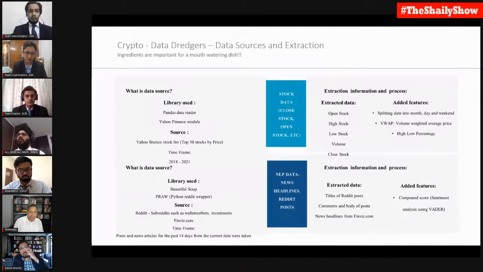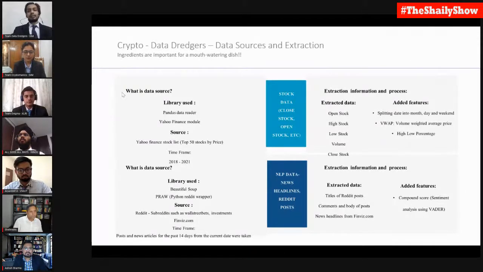Our data source was the Yahoo Finance stock list. We took the top 50 tickers from Yahoo Finance and downloaded those stocks through the Pandas data reader library. The features that we extracted were composed of open, high, low, close, and volume prices.